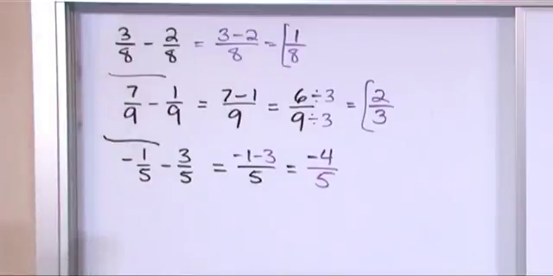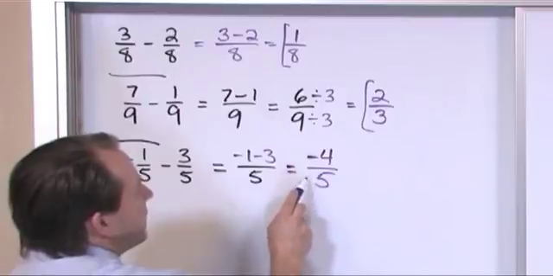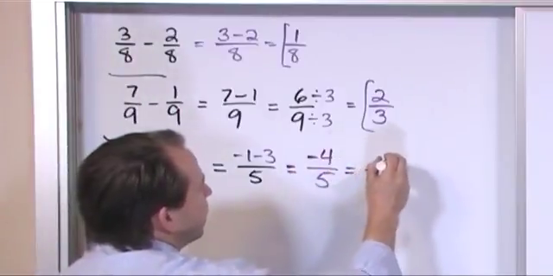And you can leave the answer like that. When you have a fraction and you have a negative sign, the negative can be in the top, it can be in the bottom, or most of the time you'll see it written right out front.